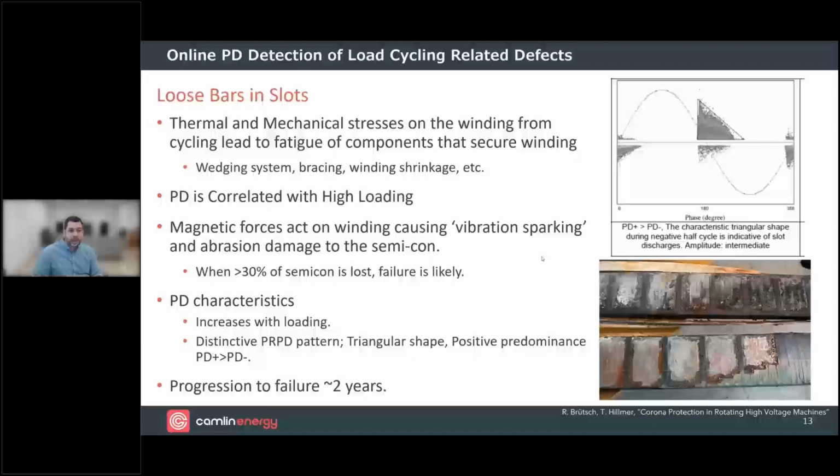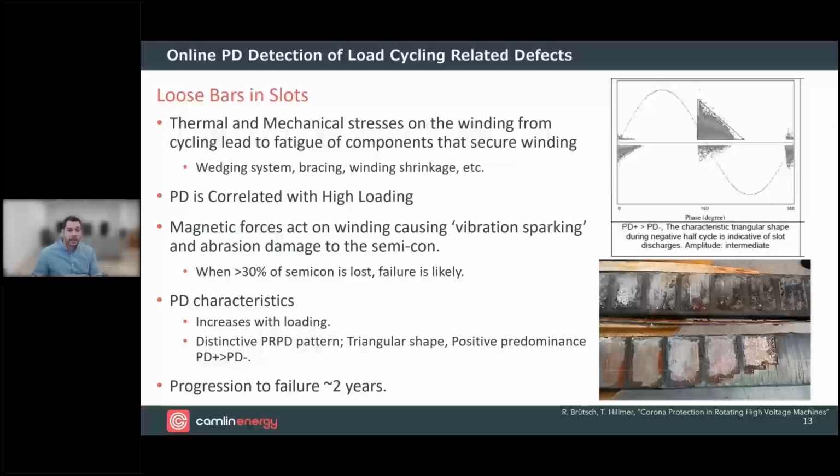For loose bars and slots, this is where you have vibration of the bar within the slot. Mechanical and thermal stresses fatigue these components within the winding, and eventually, over time, due to the magnetic forces, you can have vibration of the bars in the slots, which abrades the surface of the semiconductive. The semiconductive coating on the bar or coil surface is intended to provide a solid ground bonding between the bar or coil itself and the stator core. When abrasion wears this down, we end up with partial discharges at these sites.